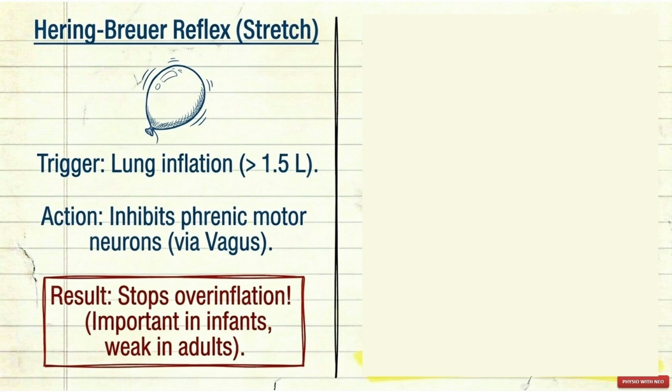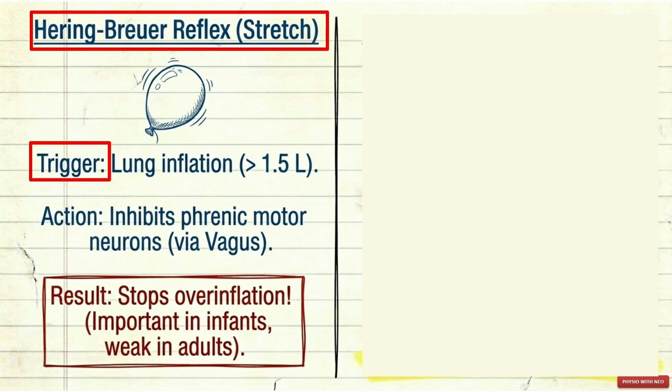After neural regulation of respiration, let's see two important reflexes. The first one is the Hering-Breuer reflex. This is the stretch reflex. It is mainly triggered by lung inflation of more than 1.5 liters. The action is that this inflation inhibits the phrenic motor neuron via the vagus nerve and ultimately results in stopping of overinflation. This reflex is important in infants but weak in adults.